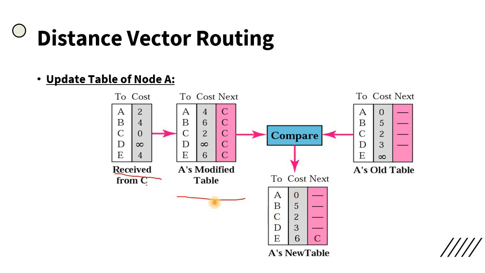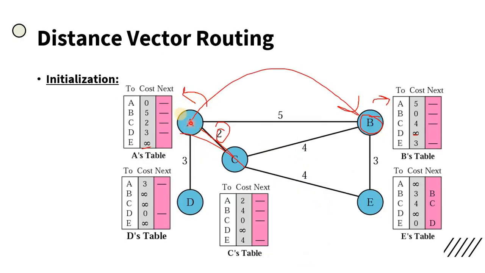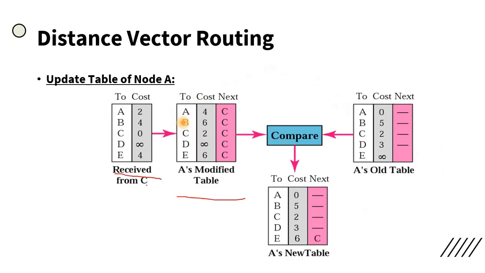When the packet reaches a particular node, the table is modified based on the current situation. After that, in the second step, it compares the two tables. First it compares the old and modified tables, and checks in which table the distance is least, and based on that the new table is created. Now this new table is stored at node A. So this is how all the nodes are updated when a packet reaches another node. So that is all about the distance vector routing algorithm.